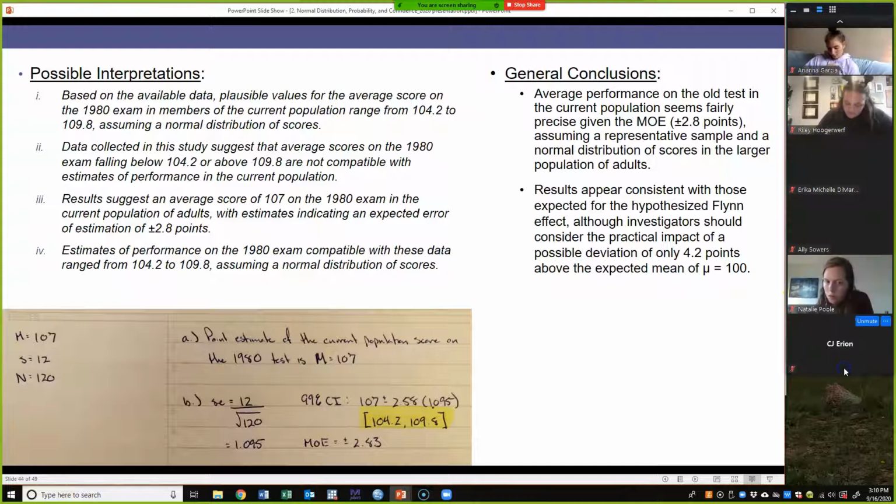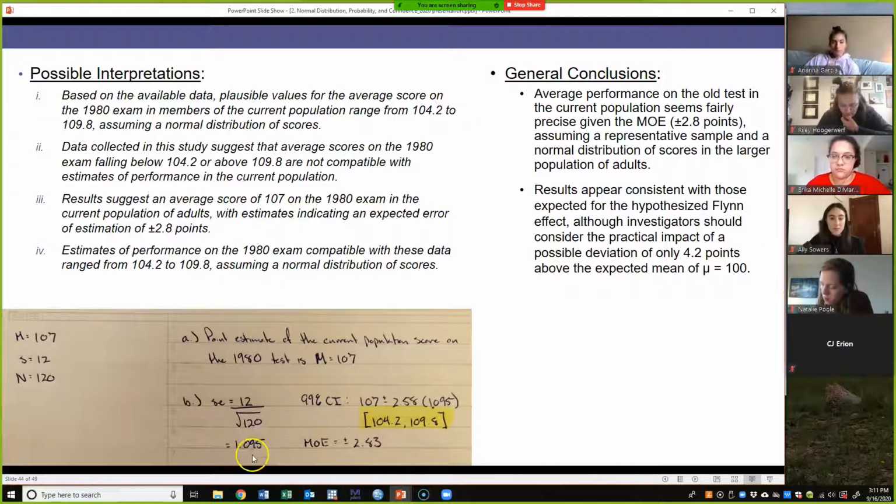Okay. Allie, can you give me an interpretation of this standard error? Kind of a practical sense.